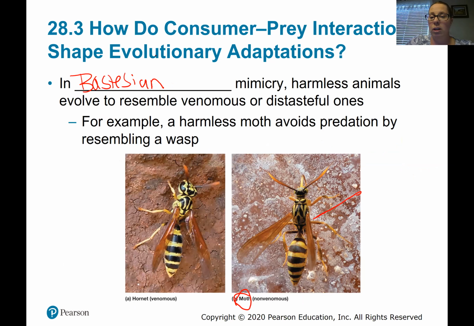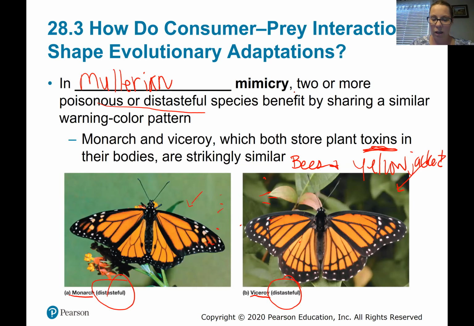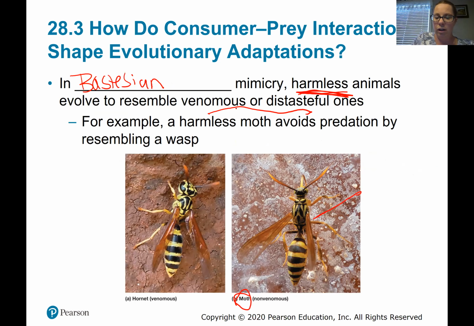But in Batesian, one harmless species is going to resemble a venomous or distasteful one. Okay, so if we go back here, they're all poisonous or distasteful. Here one is, one isn't, and it's pretending it is. So this one, even though it looks very close to a wasp, a hornet, it is not venomous. And actually predators could actually eat it. And so you can see some of the differences here.